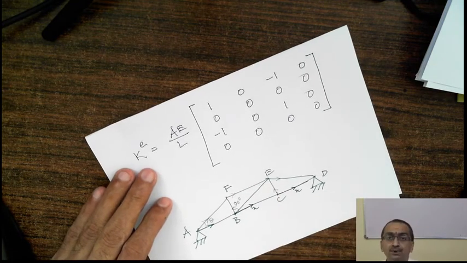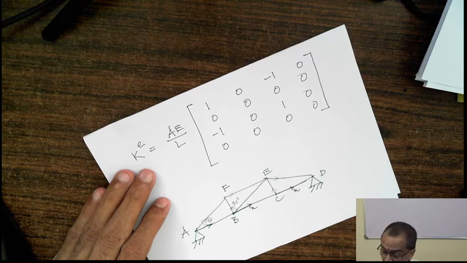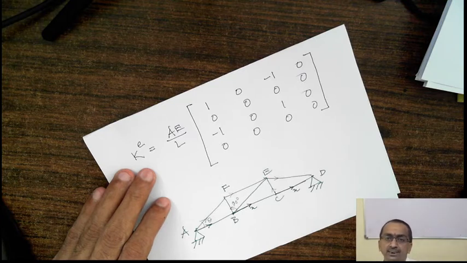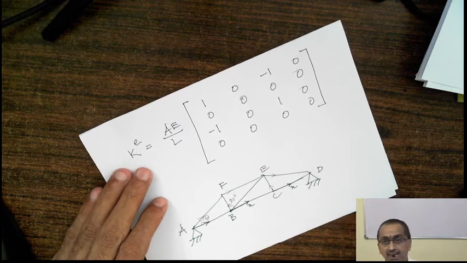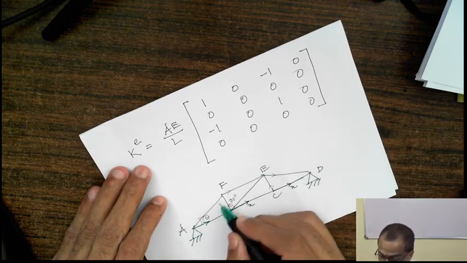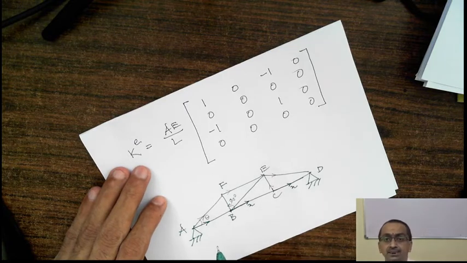So the x-axis of every element is oriented in different directions, and this was not the case we found in the beam element. When we analyzed beam elements, we saw all the x-axes coincided in one direction. All the x-axes have one direction only. In this case, the x-axis of member AF is not coinciding with the x-axis of member AB.